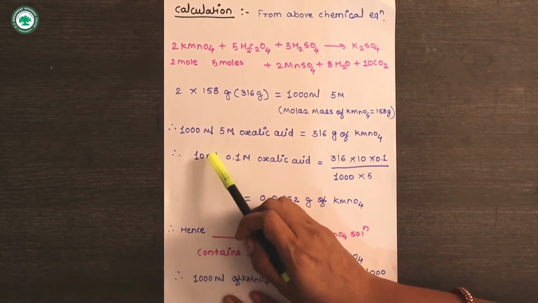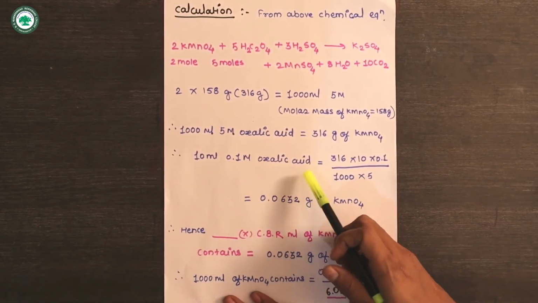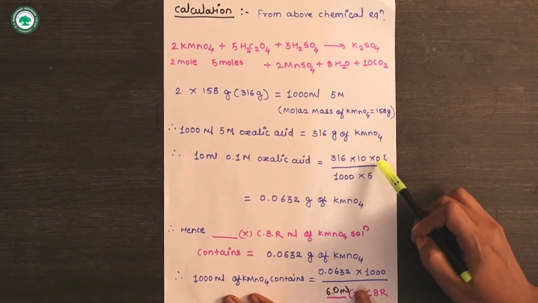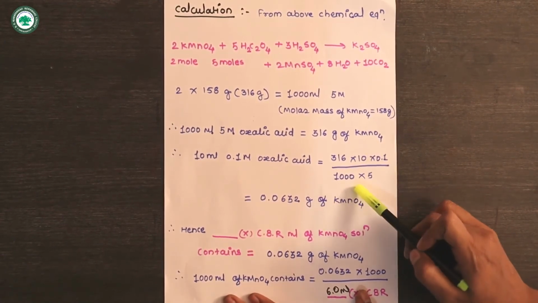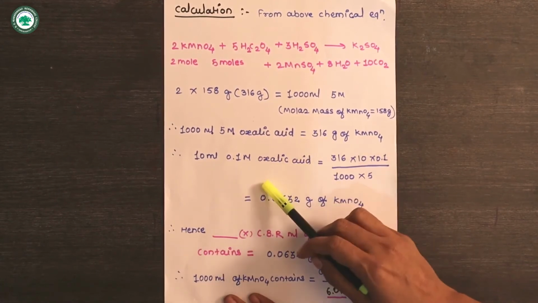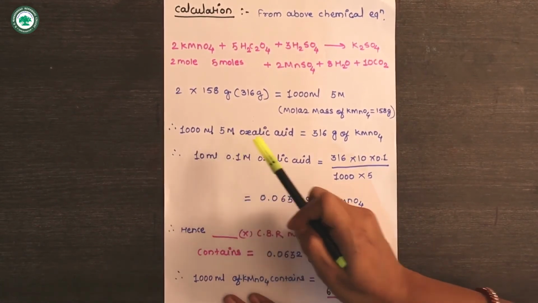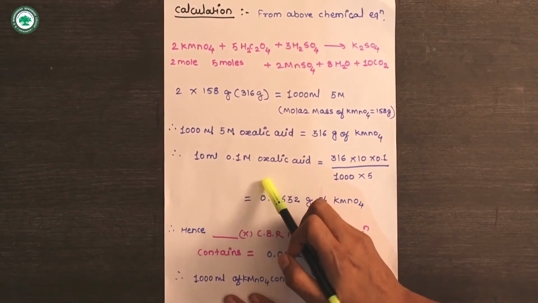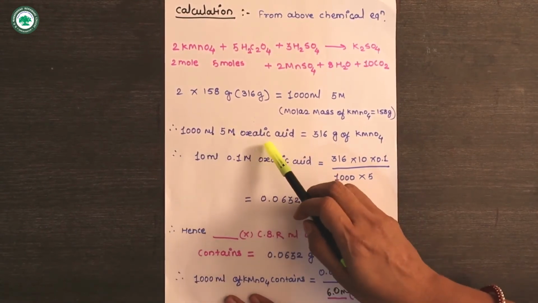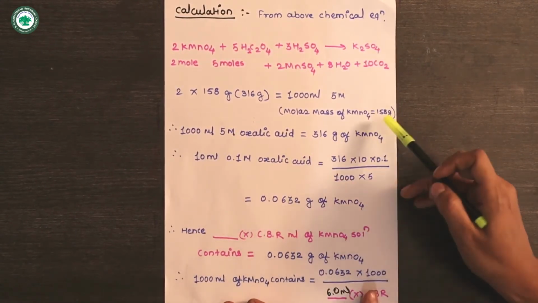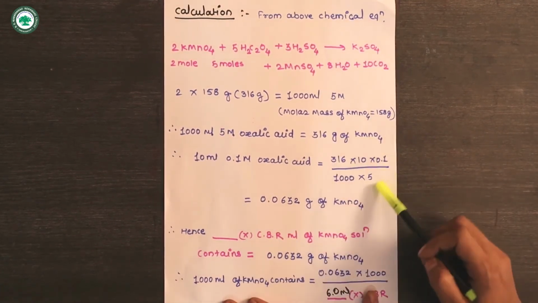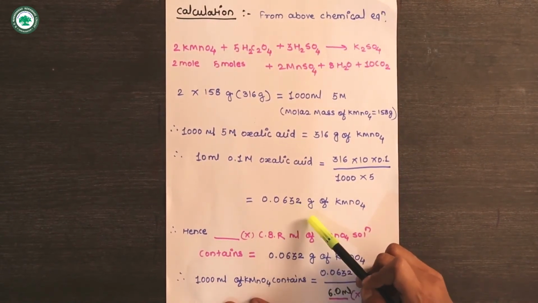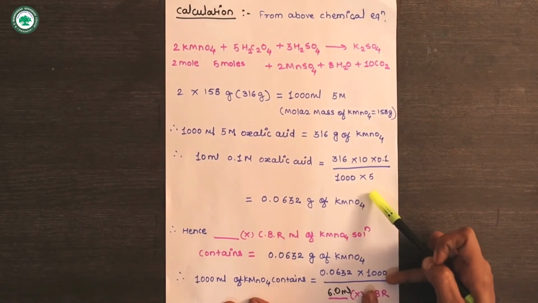Hence we take 10 ml of 0.1 molar oxalic acid solution. That's why it's written as 10 ml of 0.1 molar oxalic acid. It corresponds to 316 grams of KMnO4 into 10 into 0.1 divided by 1000 into 5. Here is a cross multiplication: 10 ml, 0.1 molar, into 316 divided by 1000 into 5 molar. Now in this multiplication the answer is 0.0632 grams of KMnO4.